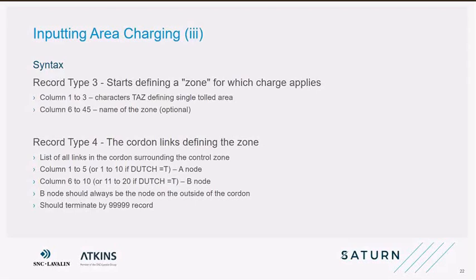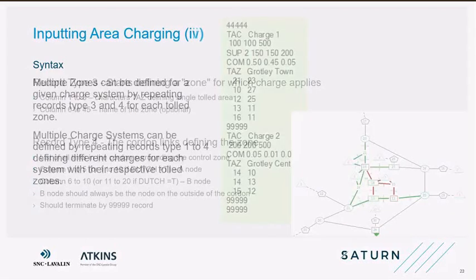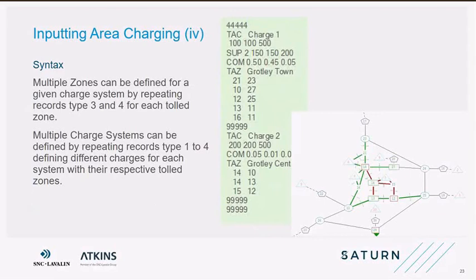When Vijay does a demo, he'll actually show how it looks like in a DAT file. Maybe the next slide has got a screenshot of how the network would look like. So you can have here in this example, if you see, you have got Tack charge 1 and Tack charge 2, and then you've got two different TAS zones also. So you can have multiple charge systems and multiple zones. Vijay will show this in an example when he is doing the demo.